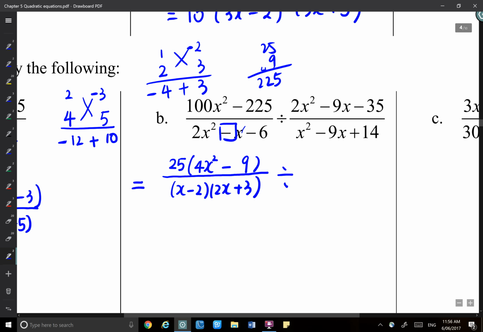Divide by, okay, what I have on the top, 2 and negative 35, I have 1 and 2. If I have 5 and 7, 5 here, 7 here, that is a 10 and 7, which can only give me a 3. I don't want that. If I change the order, 7 and 5, that's a 14 and 5, which gives me a 9. I need a negative 9, so I need a negative 14 plus 5, so I need a negative 7. So I will have x minus 7 and 2x plus 5.